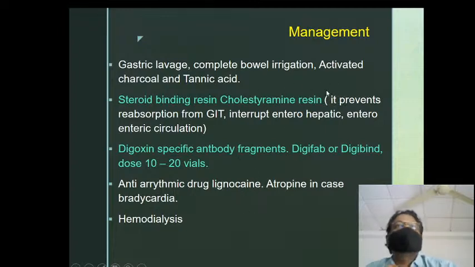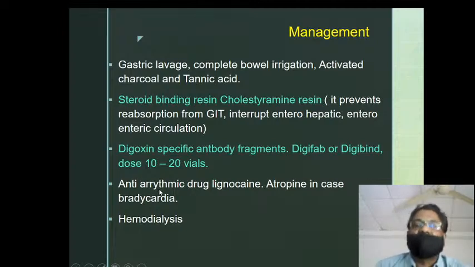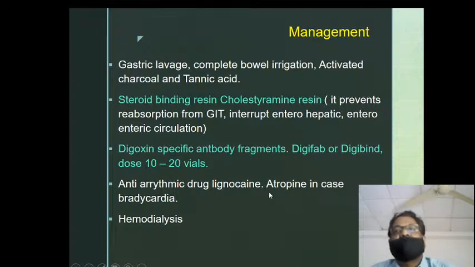There is a specific antidote available for digitalis toxicity, that is digoxin-specific antibody fragments, called FAB. There are two types, DigiFab and DigiBind, and we give a dose of around 10 to 20 vials. We can also give supportive treatment: if the individual develops arrhythmias, we can give anti-arrhythmic drugs like phenytoin. If the individual develops bradycardia, we can give atropine. And in severe cases, we can also do hemodialysis.